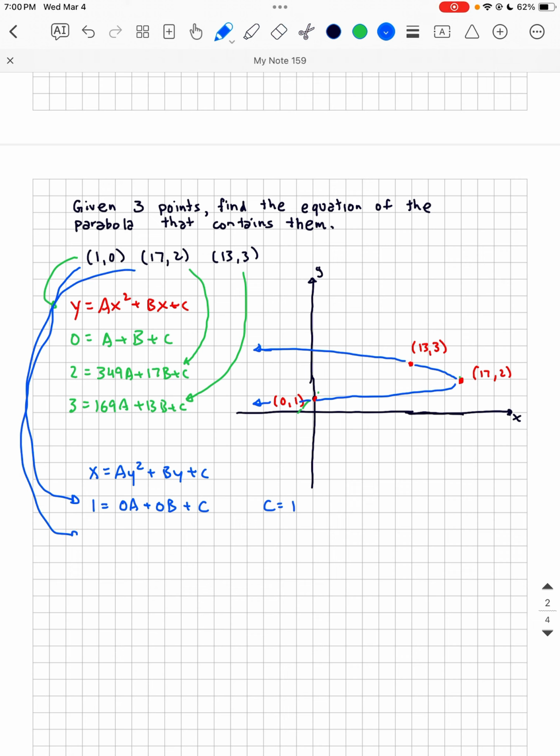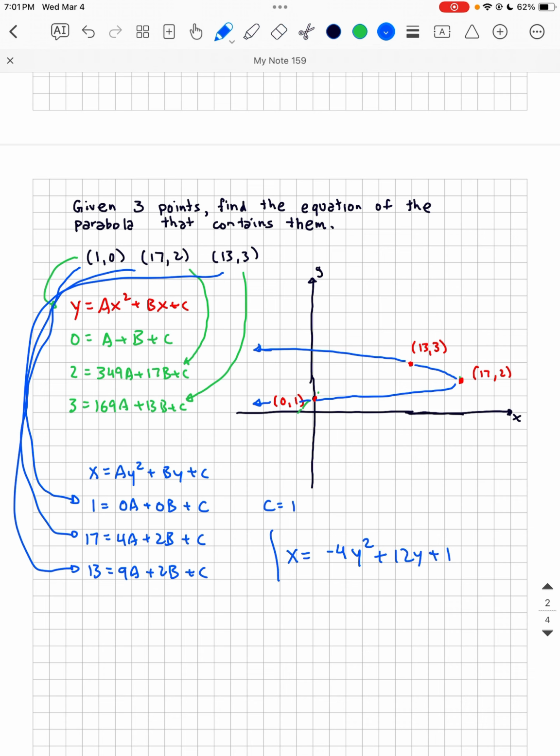Taking our second point to plug it in, that is going to say 17 is equal to 4a plus 2b and then plus c. And then finally for the last point, we'll do that as well: 13 is equal to 9a plus 2b plus c. So like I said, I'm going to leave this to you guys to try to solve for yourself. If you do everything correctly, you're going to end up with the following equation: x is equal to negative 4y squared plus 12y and then plus 1.